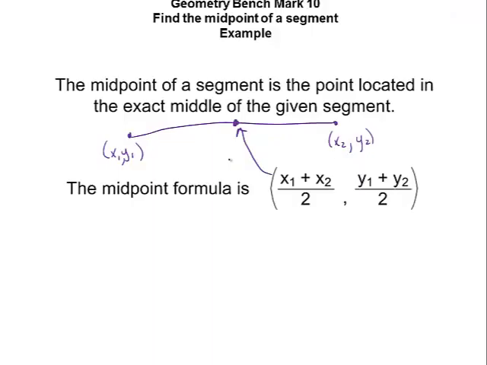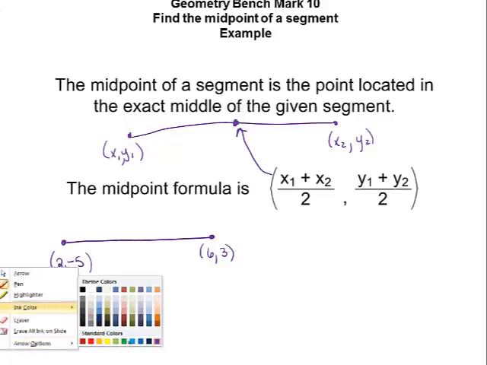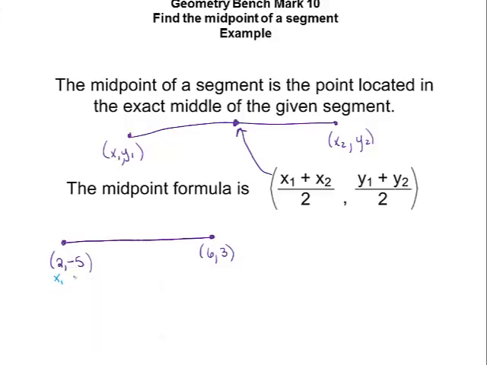I'm going to go ahead and do an example, actually, of one of these. So let's say I have this line segment, and this point is at 2, -5. And this point is at 6, 3. Okay. I can find the midpoint using this formula. So I'm going to pick a different color here. So I'll call this x1, and this one's y1. This is x2 and y2.